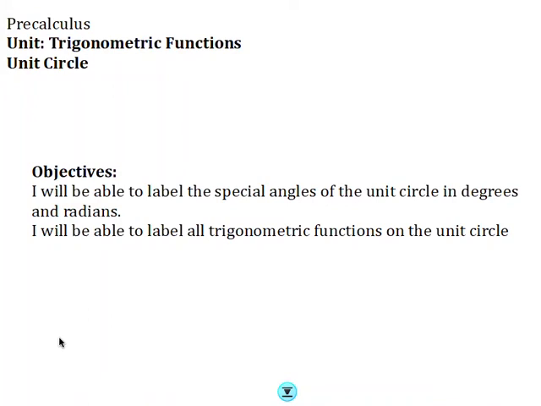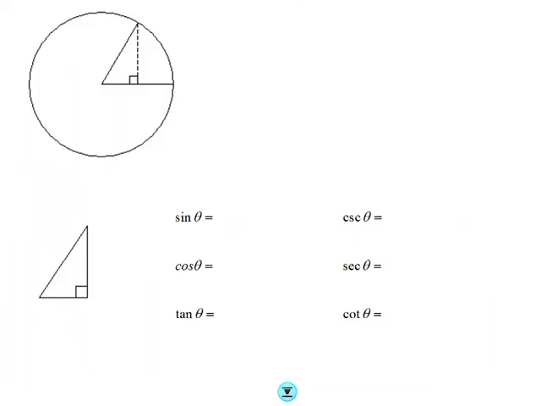Today we are going to be talking about the unit circle. By the end of this video, you should be able to label the special angles of the unit circle in both degrees and radians, and you should be able to label all trigonometric functions on the unit circle. So first, let's take a look at this circle that we've drawn that has a triangle inside of it.